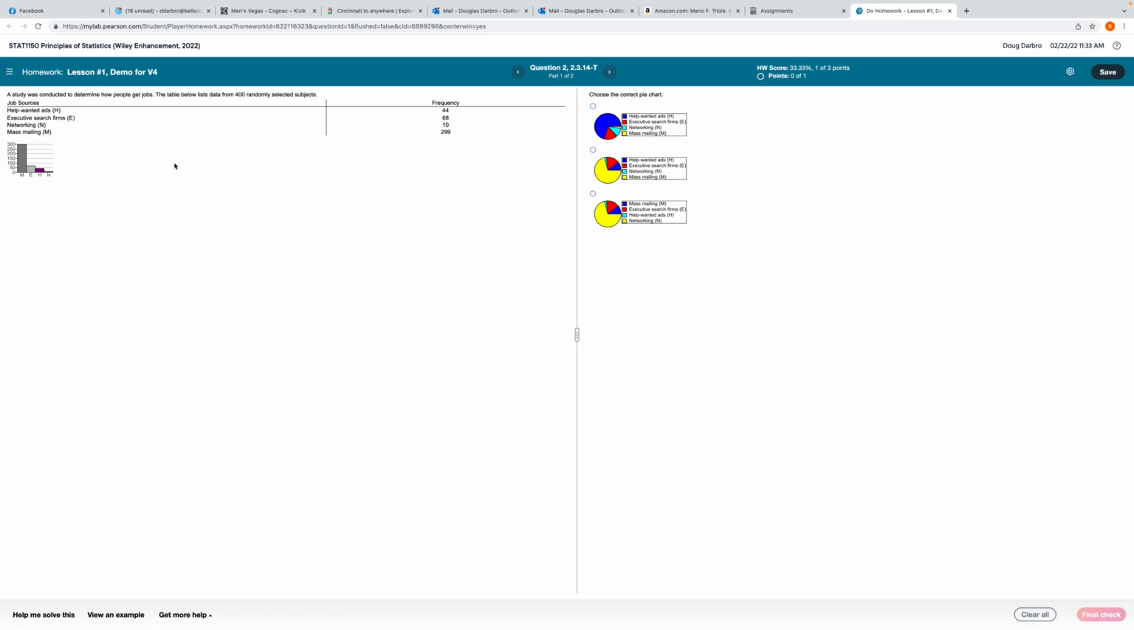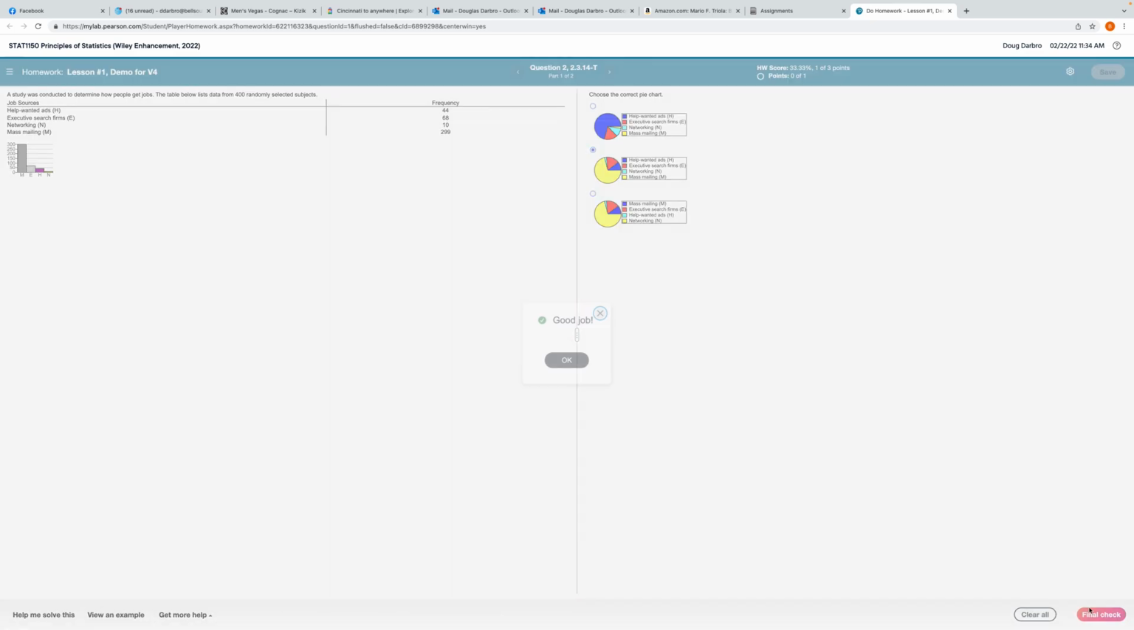So we're still on how we get jobs, and now we're going to match the Pareto chart with the correct pie chart. And this is really just we need M to be the largest piece of the pie. So here we have yellow as M, so this can't be it. Here we have yellow. So the only one that could match would be this one.